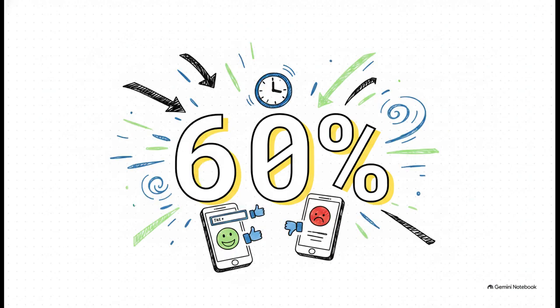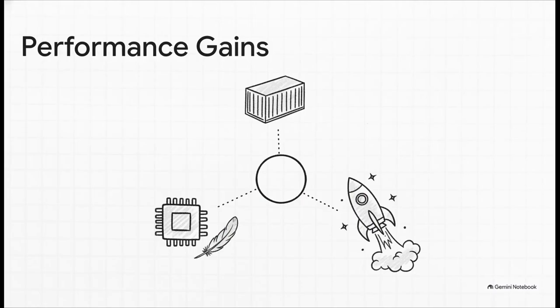But wait, it gets even better. It is 60% faster. Think about the end user for a second. When someone submits text to see if the sentiment is positive or negative, they expect a result instantly, right? A 60% speed increase is literally the difference between an app that feels clunky and sluggish and one that feels incredibly snappy. And this brilliantly illustrates how those early architectural choices impact the final product.